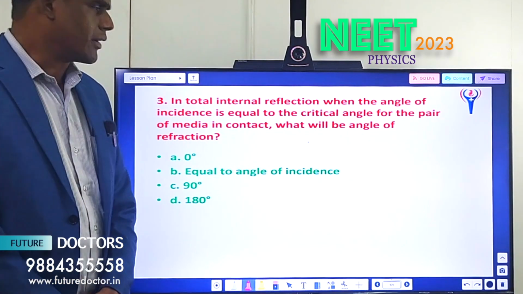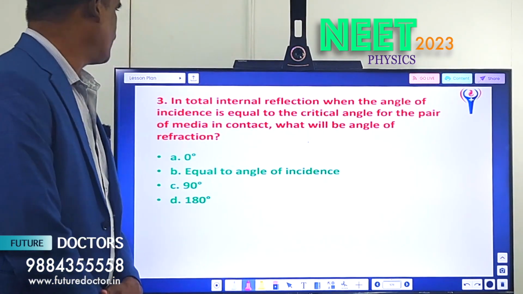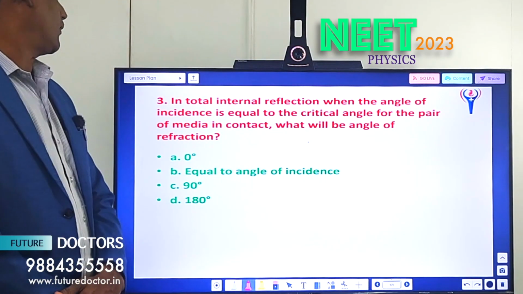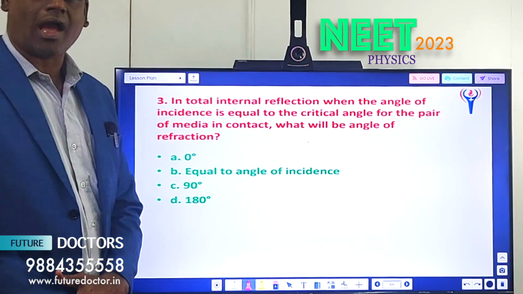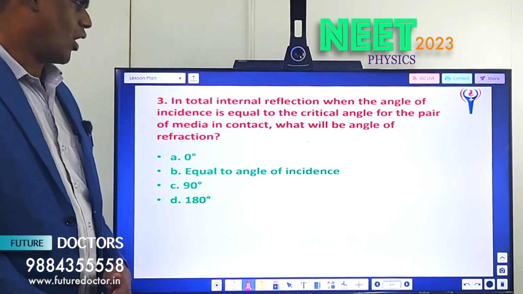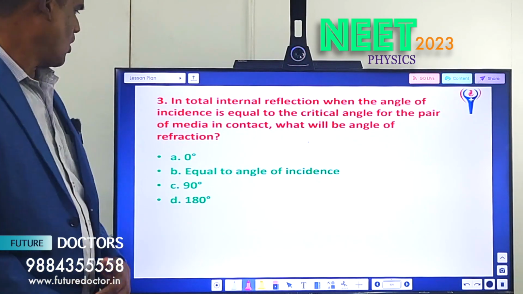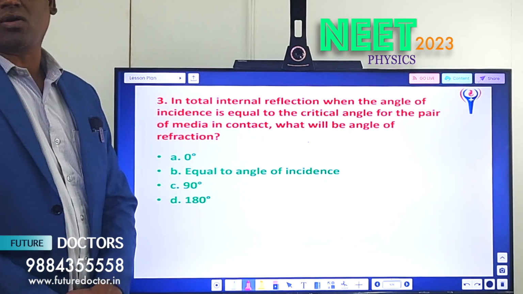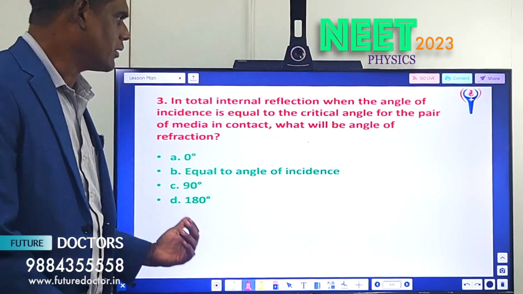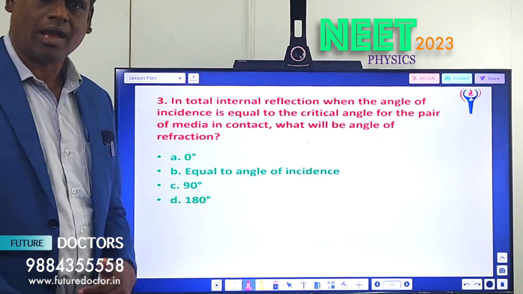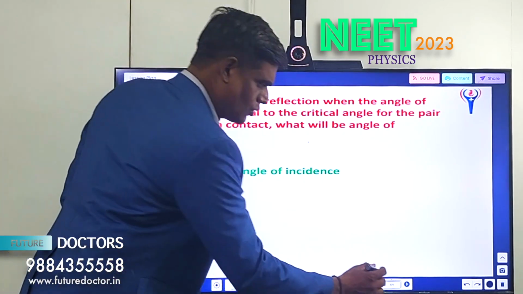Let's move to question number 3. In total internal reflection, when the angle of incidence is equal to the critical angle for the pair of media in contact, what will be the angle of refraction? Option A, 0 degree. Option B, equal to the angle of incidence. Option C, 90 degree. Last option, 180 degree. Here you want to find the angle of refraction. Let's move to question number 4.